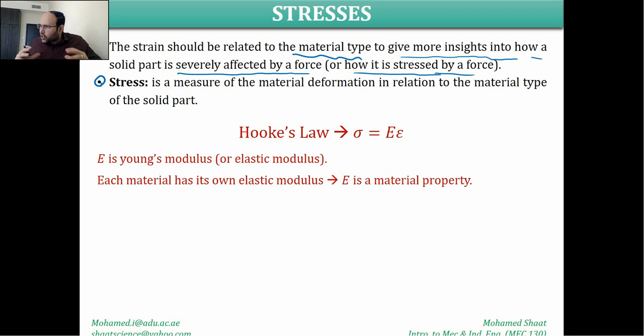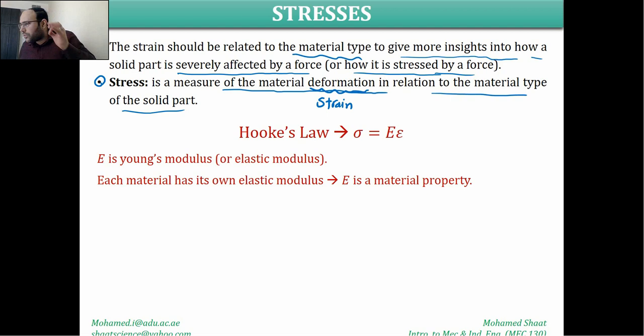So what is the stress? The stress is the strain related to the material type. So the strain is the deformation related to the original dimensions. The stress is the strain related to the material type. So the stress is a measure of the material deformation in relation to the material type. Material deformation or material strain. We can even replace this one to be more accurate, to be the strain: the material strain in relation to the material type of the solid part. Make sense? So the most accurate measure in general that could be used is the stress.